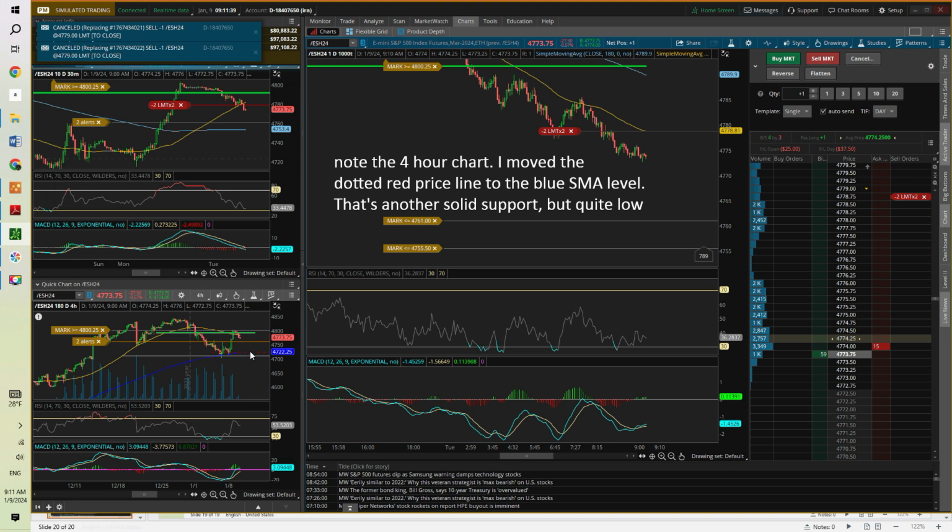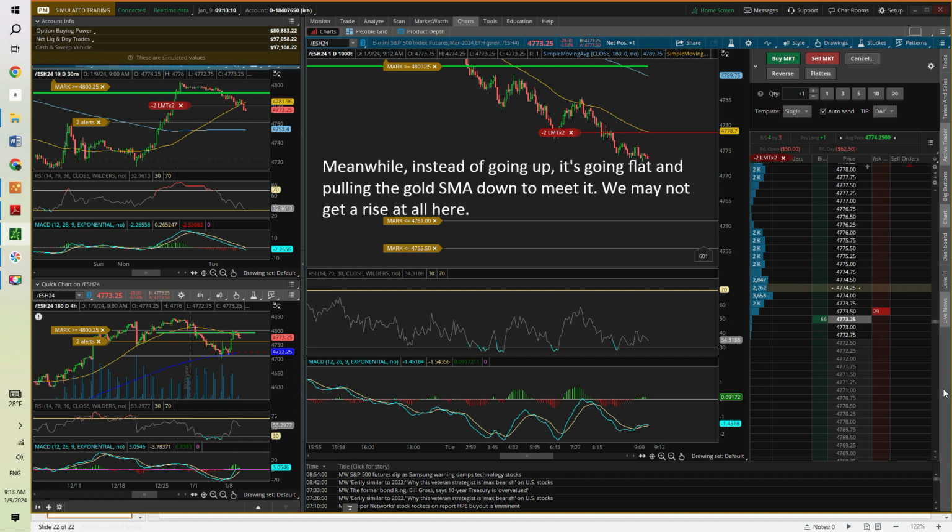Okay, notice the 4-hour chart here. I did actually play around with the lines. I moved the dotted red line up to the blue SMA just for future reference. And that's a fair ways down there. That's like 50 points down. I would not be at all surprised if in the coming week it dropped down to that point, but right now it seems a little bit indeterminate, honestly.